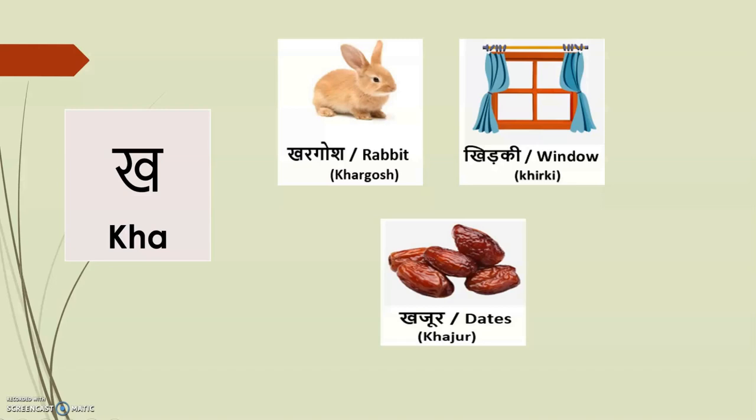So in the first picture, we can see a rabbit, which is called khargosh. In the next picture, we can see a window, which is called khidki. And in the third picture, we can see dates, which is called khajur in Hindi. So all these three objects start with the letter kh.